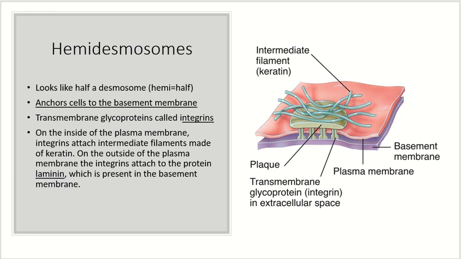Now these are going to be made up of transmembrane glycoproteins called integrins. On the inside of the plasma membrane, these integrins are going to attach to those intermediate filaments that are, again, made of keratin. And on the outside of that plasma membrane, those integrins are going to attach to a protein called laminin. This is a protein that we're going to find in the basement membrane, so this is where things are going to anchor. So here's our hemidesmosome, it's half a desmosome.